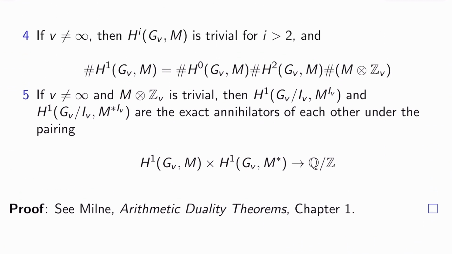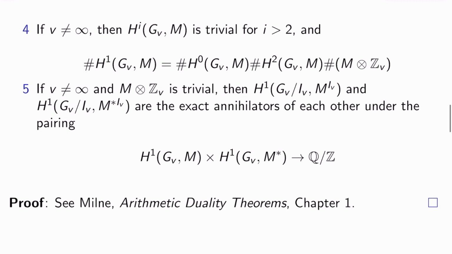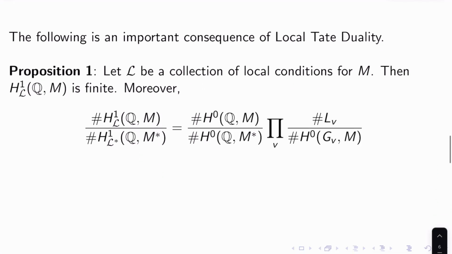Okay, so I will not prove this. Milne's write-up in Arithmetic Duality Theorems, Chapter 1 is quite nice. What I will do is give you the proposition that we need that follows from this, and I will prove that. Okay, so let's go on to that. That's called Proposition 1, and it says the following. Let curly L be a collection of local conditions for M. Please go back to either the previous chapter or Chapter 4 to recall what that means.